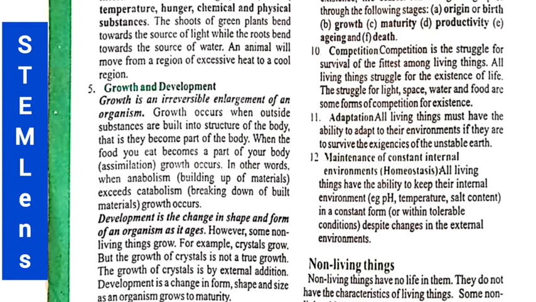We have number 12, maintenance of constant internal environment, homeostasis. It says all living things have the ability to keep their internal environment, that is pH, temperature, salt content, in a constant form or within tolerable conditions despite changes in the external environment. Not even some, all living things, as said, have the ability to keep their internal environment in a constant form.